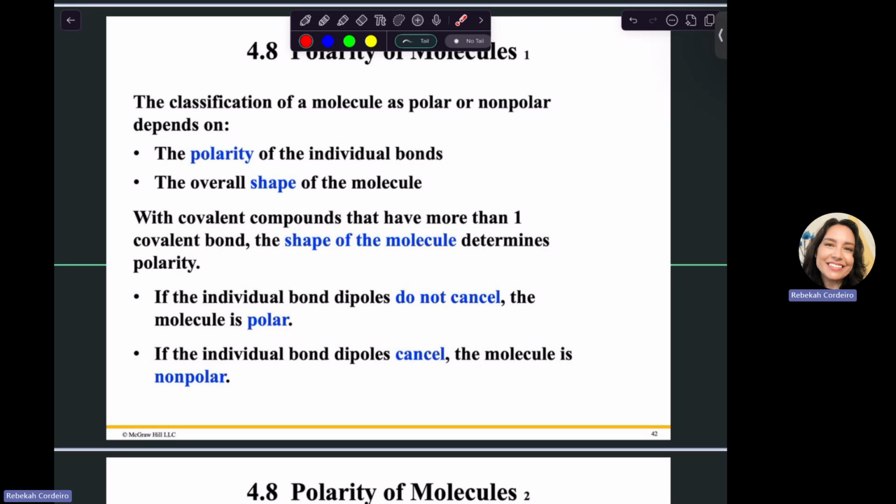If we do have to look at the individual bonds, if we look at those dipoles, those pulls, thinking about the tug of war type of situation, if the two dipoles do not cancel, the molecule is polar. That means if one side of the molecule is going to win the tug of war, the molecule is going to be polar. But if you have multiple dipoles, and so you have people pulling on the ropes, but they cancel out because they're the same strength on both sides, the molecule is nonpolar. This is going to make more sense with an example.